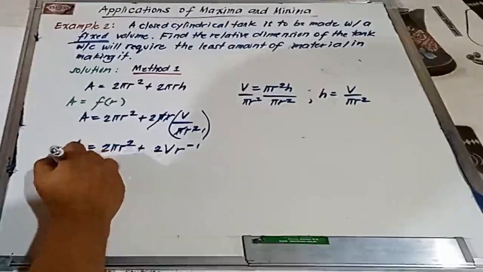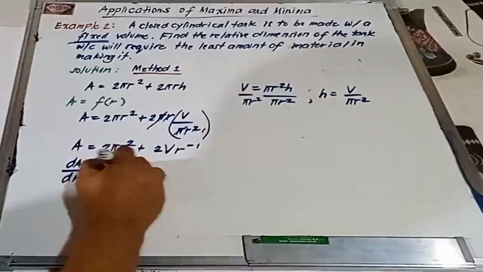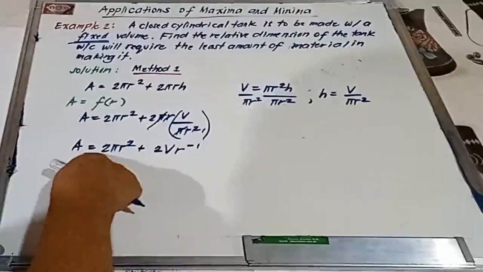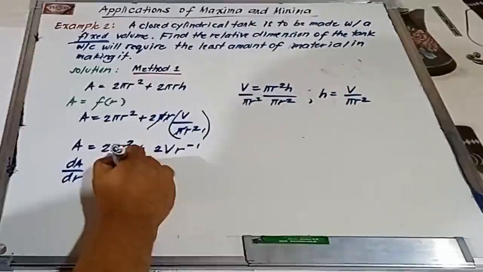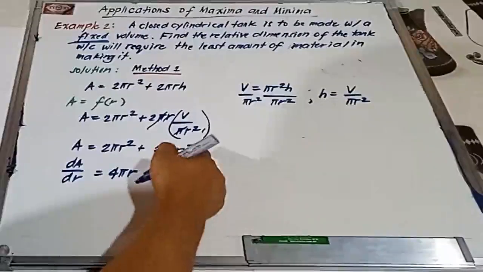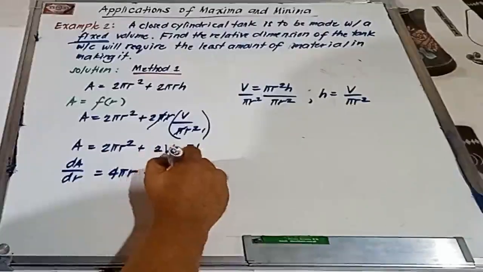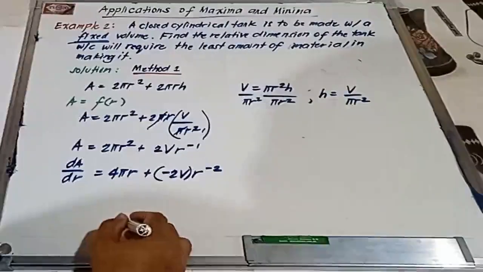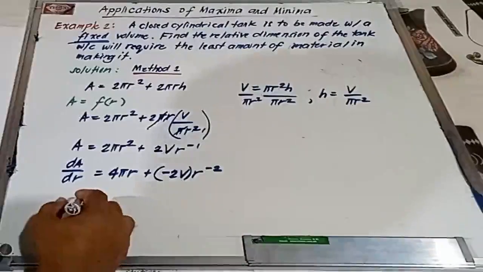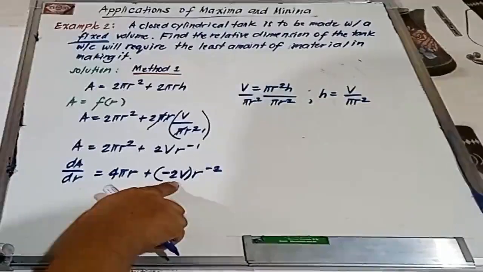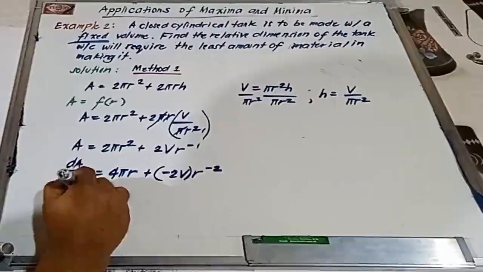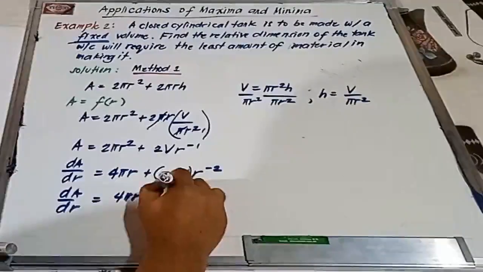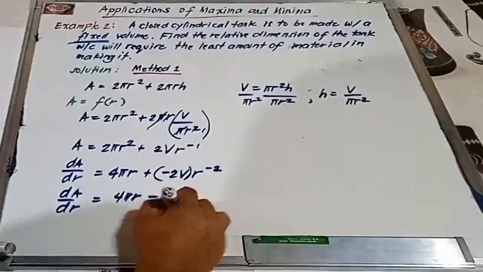We have dA with respect to r. Factor out si 2 pi. Oh, constant naman siya. 2 times 2 is 4. So, we have 4 pi r. Plus, negative 1 times 2V, that is negative 2V r to the negative 2. Okay? And then, ibaba natin. Constant naman yung V. So, okay lang yon. Okay, naroon siya. So, we have dA over dr equals 4 pi r minus 2V over r squared.